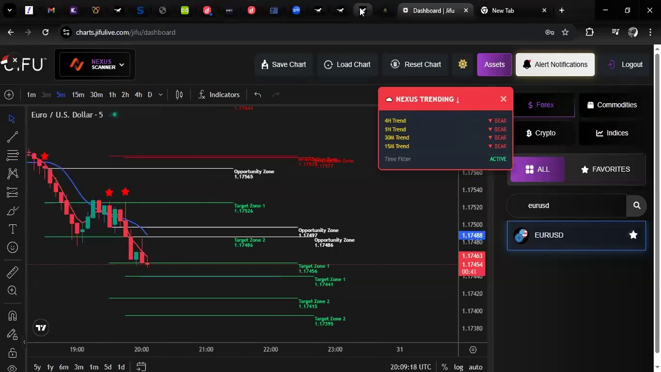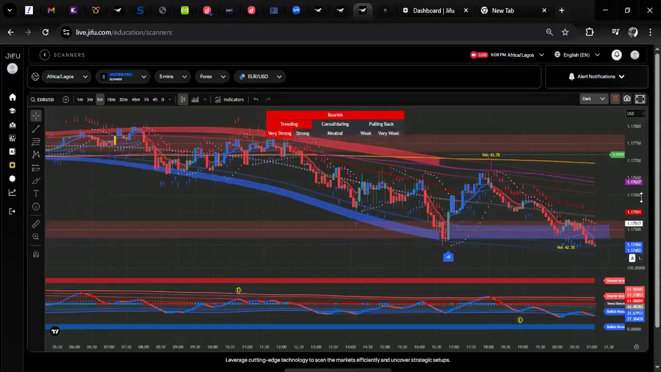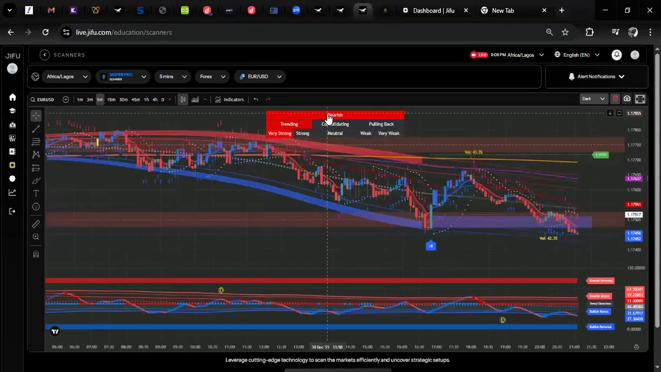Now let's get into Sniper Pro. Sniper Pro, you don't really need to do much. I mean, Sniper Pro is more like a breakdown to these guys. All you just have to do is make sure that this is saying bearish, trending, and very strong. It's as simple as that, guys. For the same time frames that you're looking at, same time frames you're looking at.